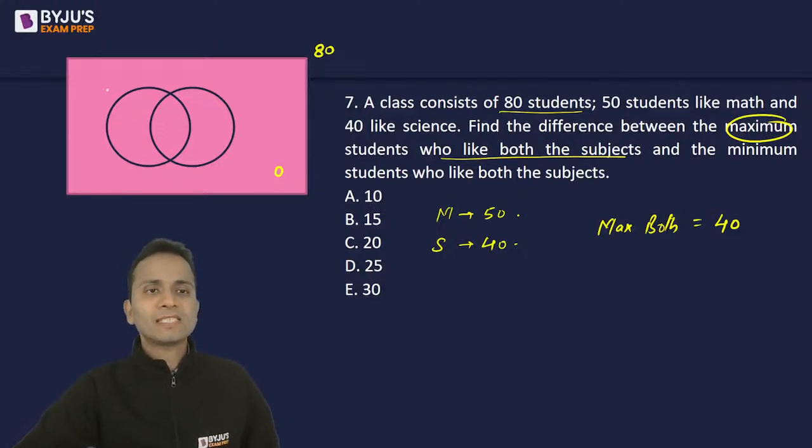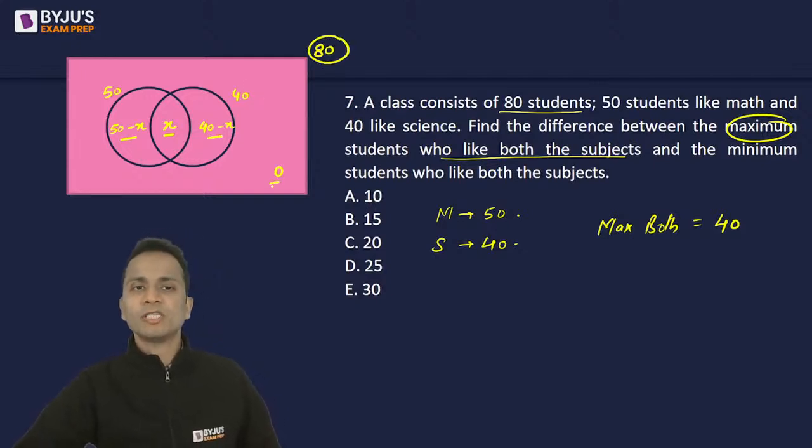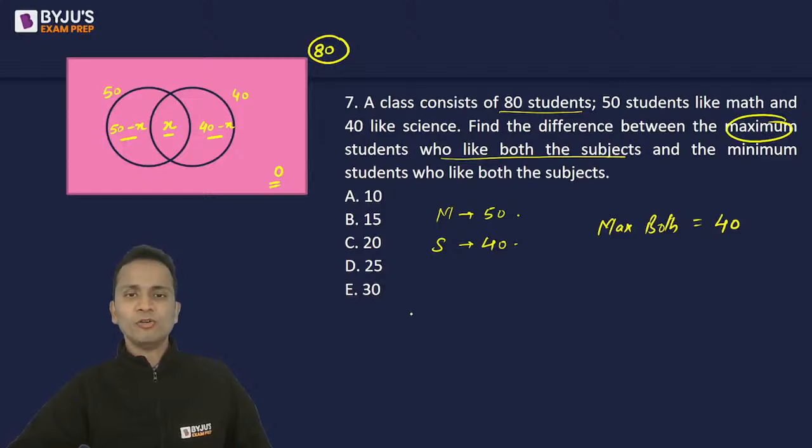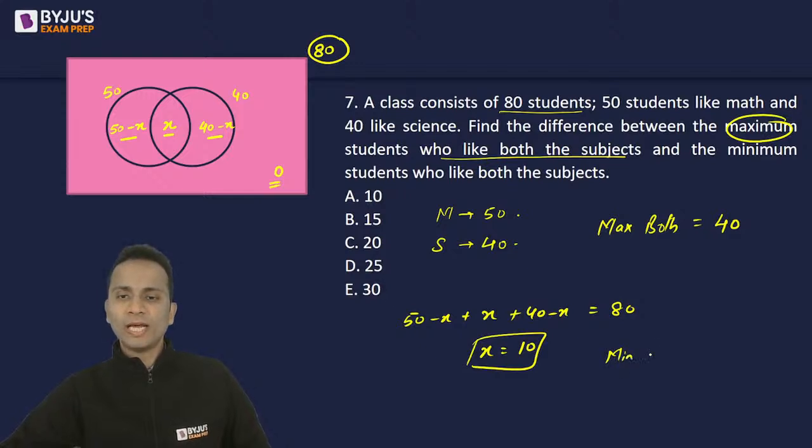How many like maths? 50. Science is 40. Let's say this is x, so this is 50 minus x, this is 40 minus x. The sum of these three regions should be equal to 80 because this part is 0. So simplify: 50 minus x plus x plus 40 minus x should be equal to 80, and from here you will get the value of x as 10. So the minimum number of students who like both the subjects is equal to 10.